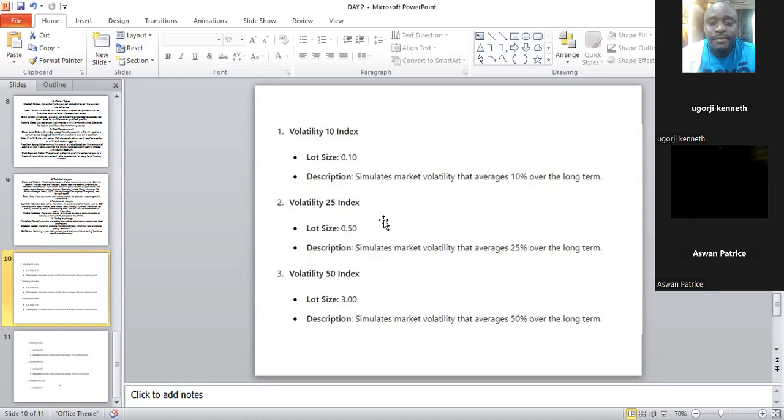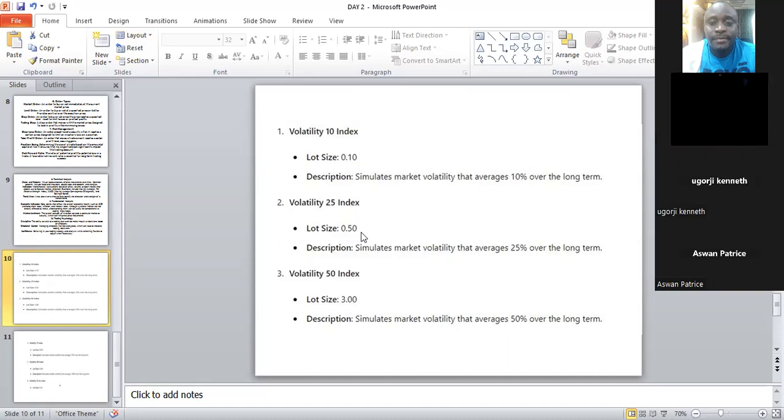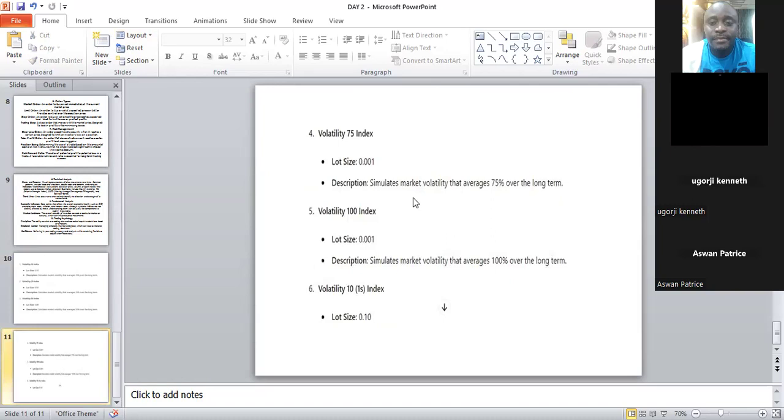Now, look at the volatility 25 index. If you have volatility 25 index, then it means that you are using a minimum of what? 0.5. If you have 50, you are using a lot size of what? 3. And of course, if you look at the lot size of 3, it's not small, it's something very large. Now, for these ones, which is 75, you are using a lot size of 0.001.